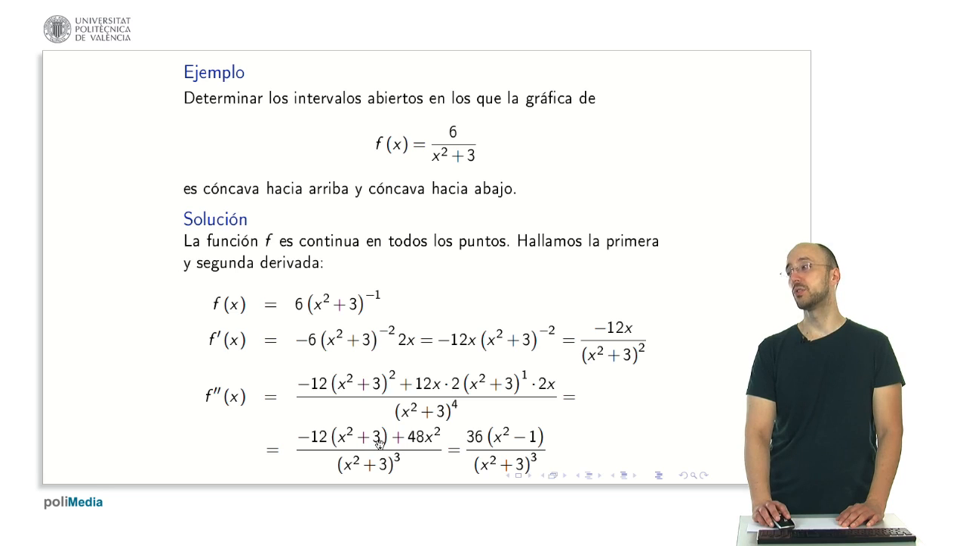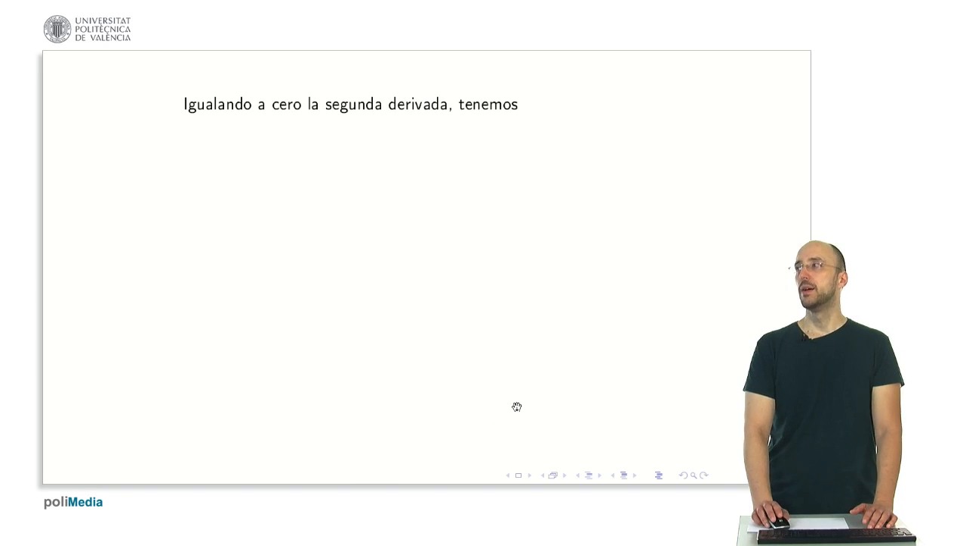I can identify a common factor. In any case, the simplification isn't very complex, so I encourage you to give it a try. If you encounter any difficulties, please don't hesitate to reach out to me. I've now obtained the second derivative. Let's set the second derivative equal to 0. In this case, we have this expression. 36 times x squared minus 1 divided by x squared plus 3 cubed equals 0.